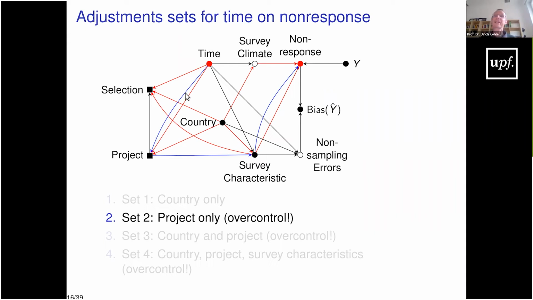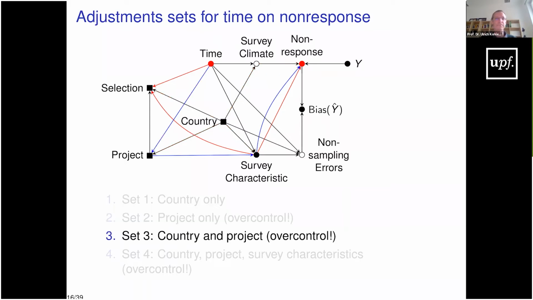And what we also get is a so-called over-control bias. If you look at the blue lines here, from time to project to survey characteristic to non-response, we have a path that links time and non-response only in the direction of the arrow. So this is a causal path that is part of the total effect. Controlling for project would be an over-control, because we get rid of a causal path that should be part of the total effect. So that is a bad adjustment set.